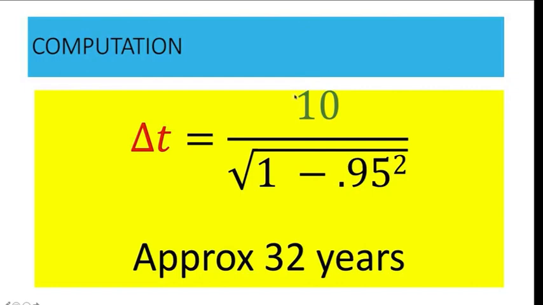The time as experienced by the astronaut using his clock in his inertial frame of reference is 10 years, but the time as observed by his brother who's earthbound is computed as 10 over the square root of 1 minus (95% of the speed of light) squared. And performing this computation, you will get a value of approximately 32 years. That is why the brother aged 32 years compared to the 10 years for the astronaut.